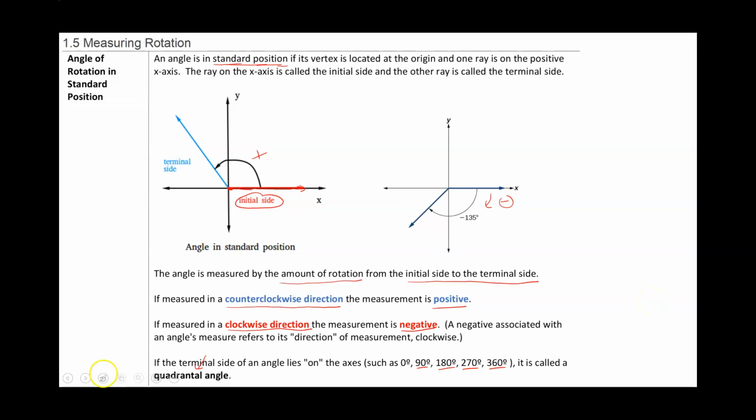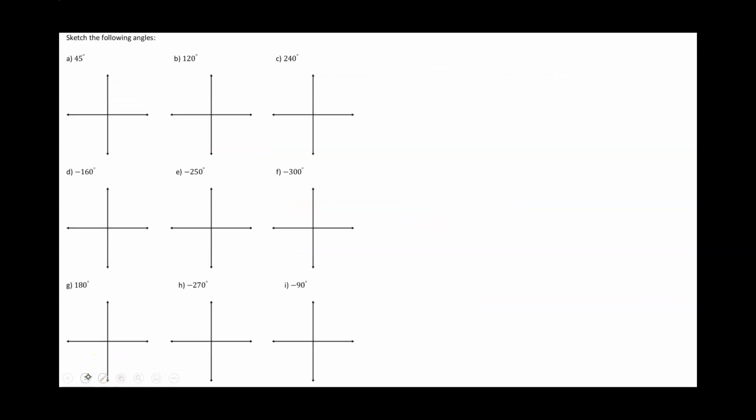Okay, so now that we have the basics out of the way, let's take a look at the next part. So you want to sketch the following angles. 45 degrees. Now remember, every angle in standard form is going to have its vertex at the origin, and this is going to be the initial side. Because the angle is positive, we are going to go in a counterclockwise direction, or we're going to go up. And 45 degrees is approximately going to be here.